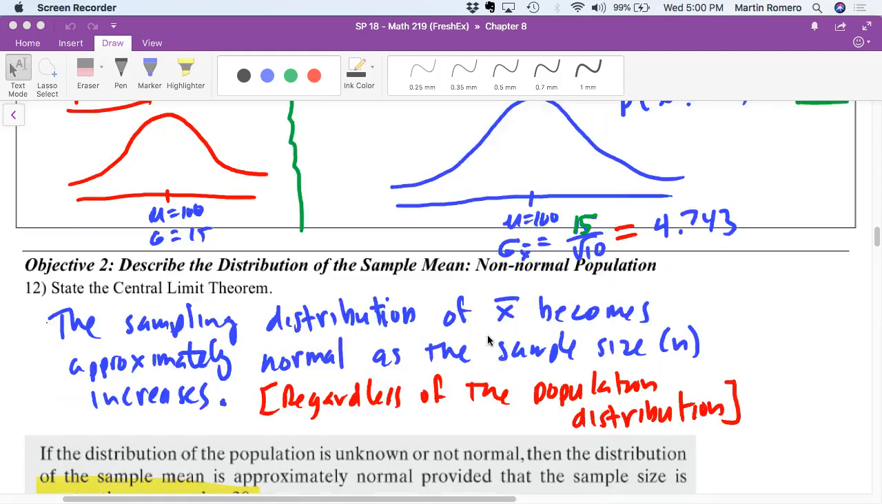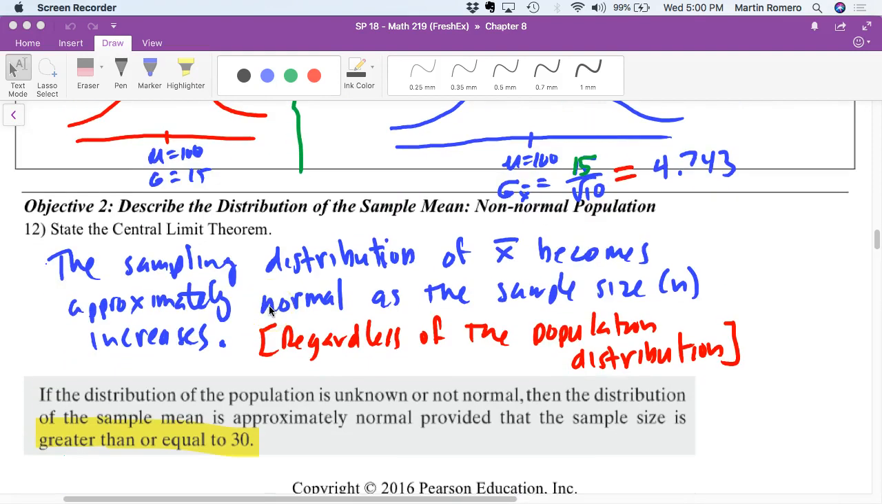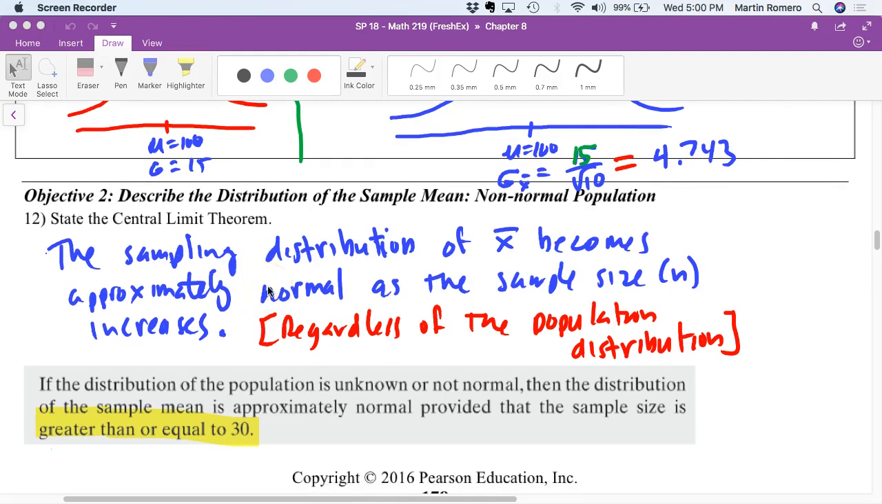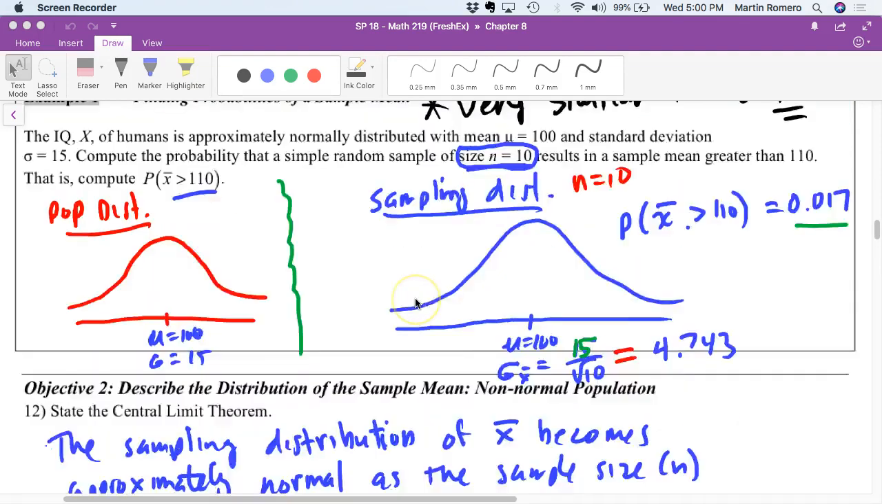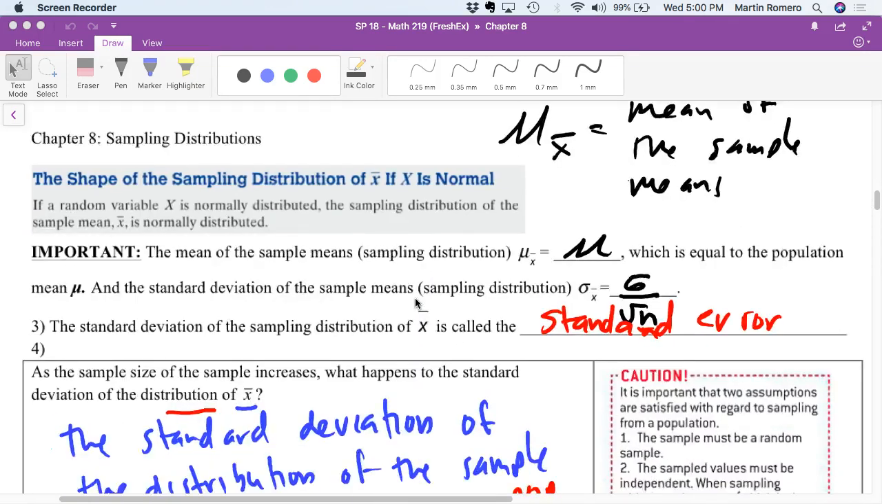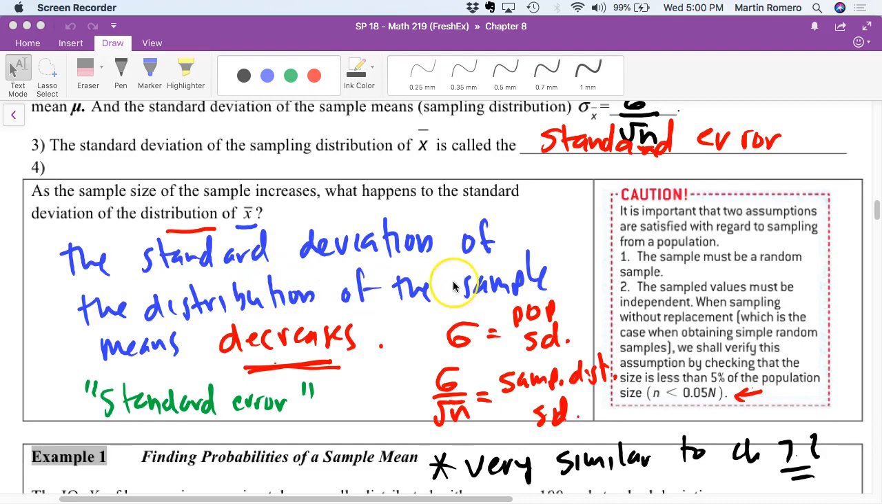That leads us to something called the central limit theorem. Sounds important, central limit theorem. And so what the central limit theorem says is just that the sampling distribution of the means becomes approximately normal as the sample size increases. So there's a direct connection, and we had kind of seen that somewhere.